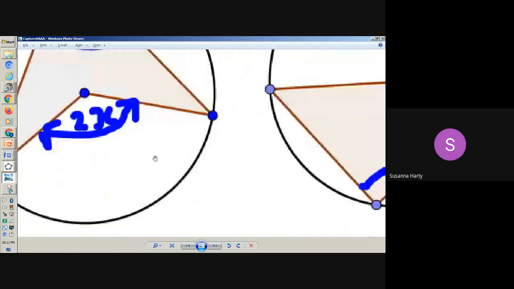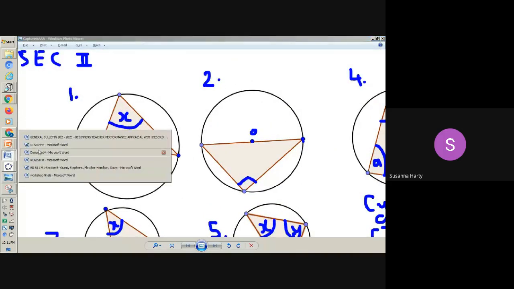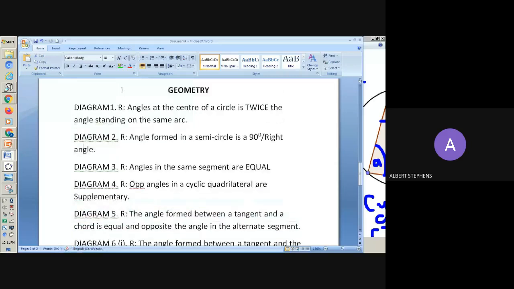The angle at the center of a circle is twice the angle standing on the same arc. As I said to a class previously, if you're going to examine and you can't remember all of that, just make sure you put the words twice, center, and angle or something. Make sure you put in those things, all right?